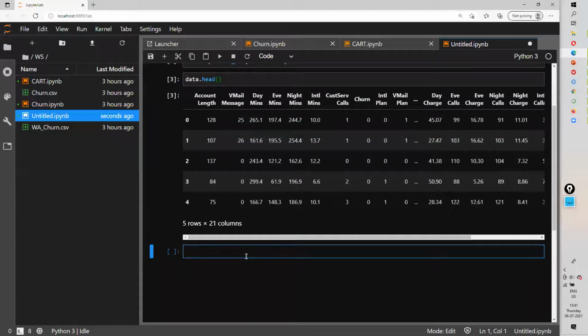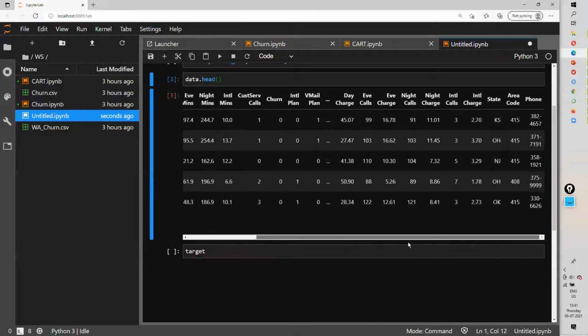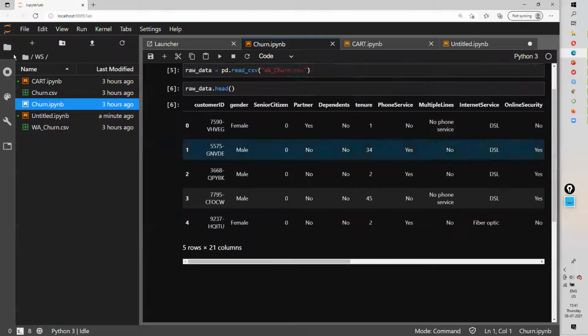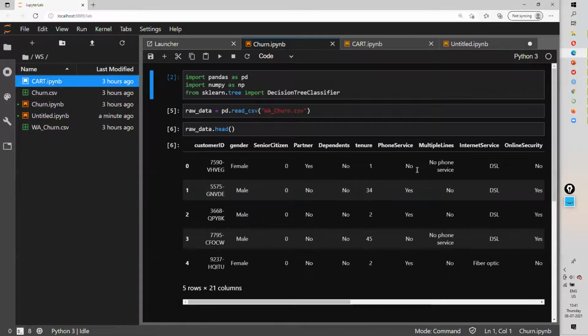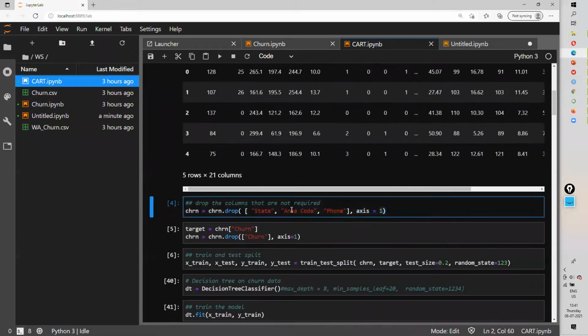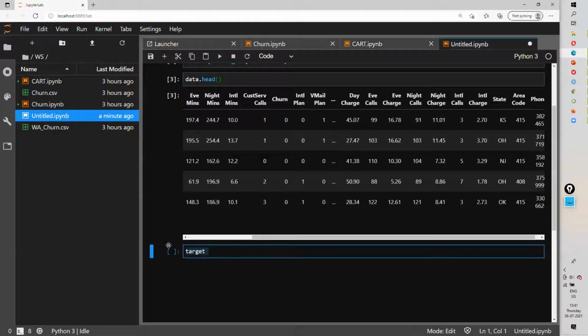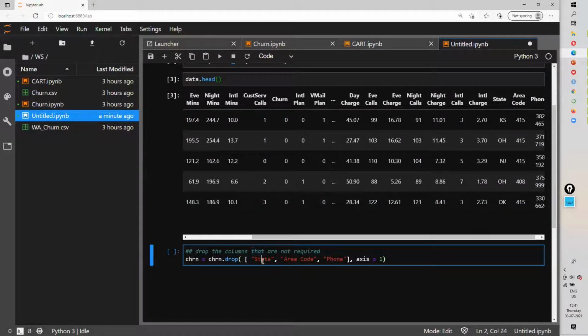We can simply say target. There are some unnecessary variables in this. I would just try to drop them. I'll pick those couple of lines of code from my previous one, because they are not going to be useful at all for us. So these three variables, state, area code, and phone number, we are going to drop them.